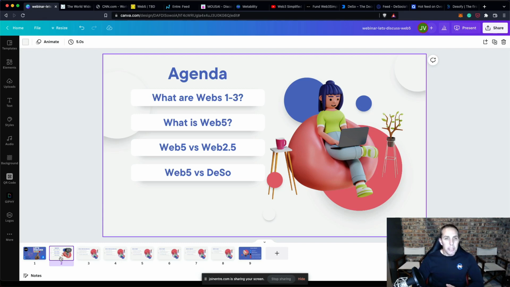Today's agenda is what are Webs 1 to 3. I'm not going to spend too much time on this, but I have to give context. If you have any hopes of understanding Web 5, you at least got to understand the first 3. We will then go into what is Web 5.